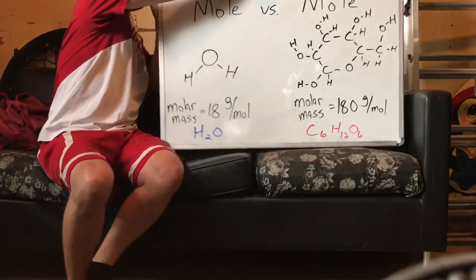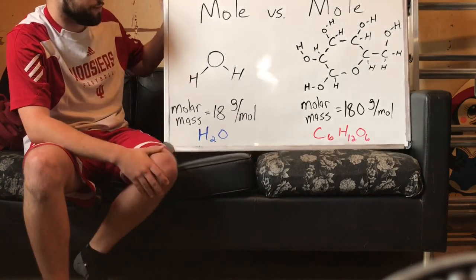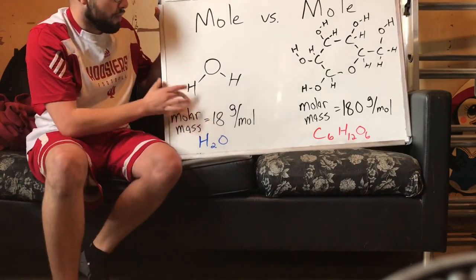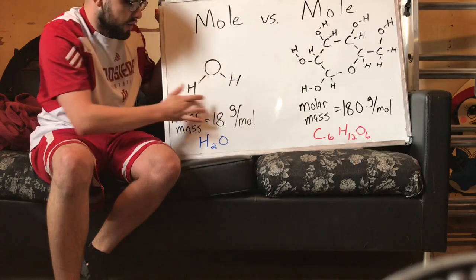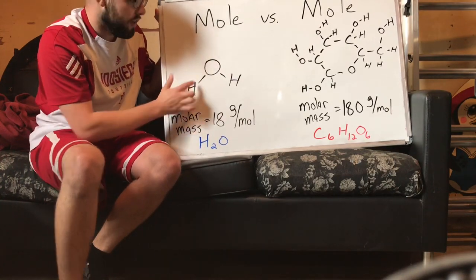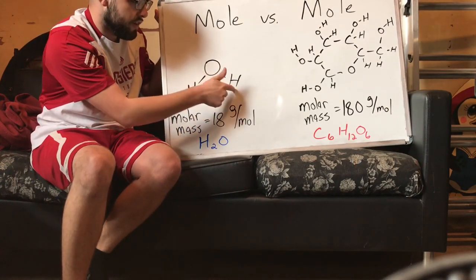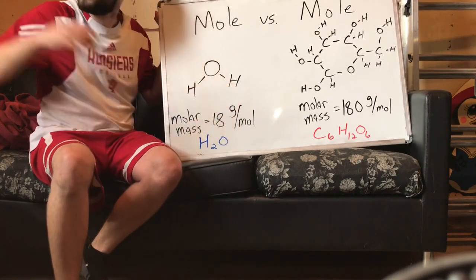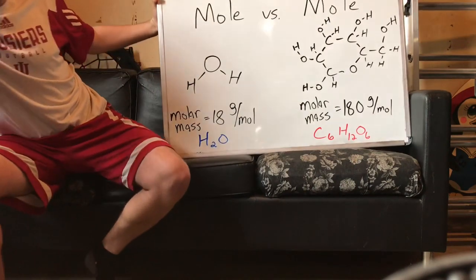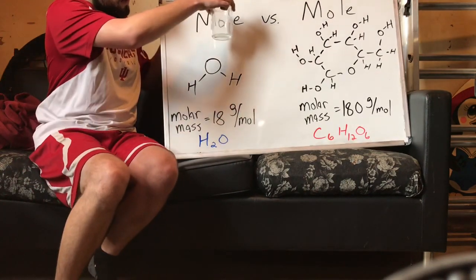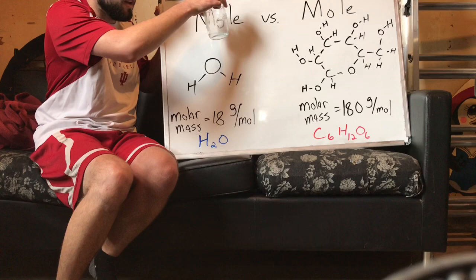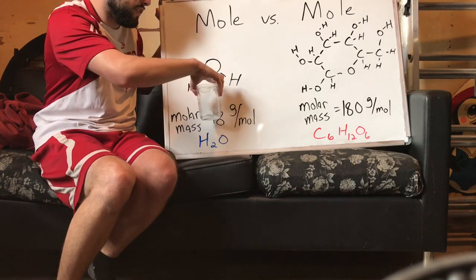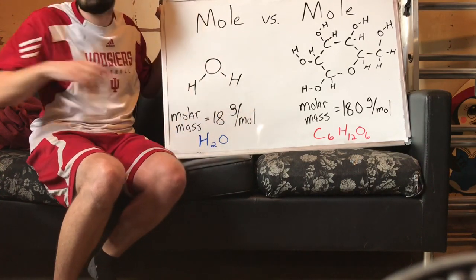So if we do a comparison of these moles here, a molecule of water is relatively small. It's got 1 oxygen atom and 2 hydrogen atoms, and that's 1 molecule. We said that this little glass over here has 6.022 times 10 to the 23rd of this molecule right here.